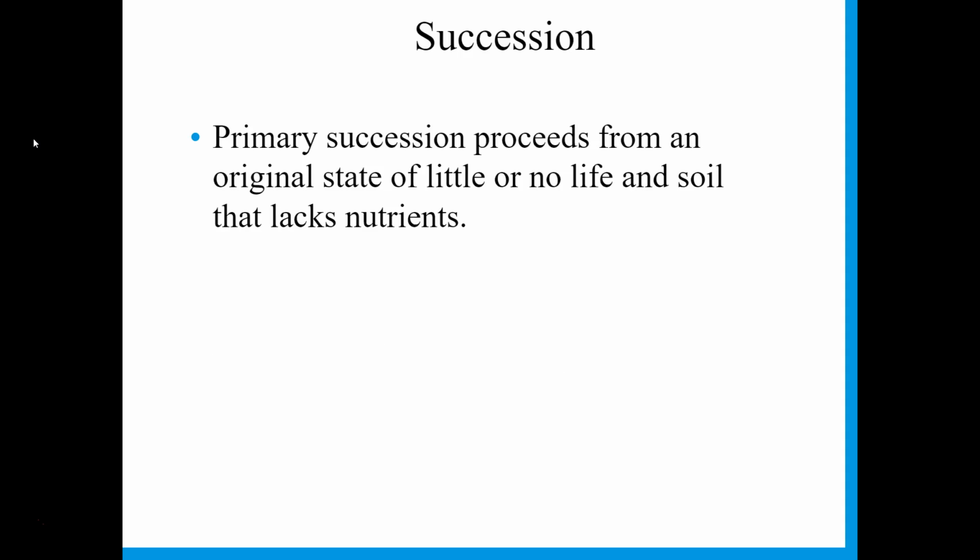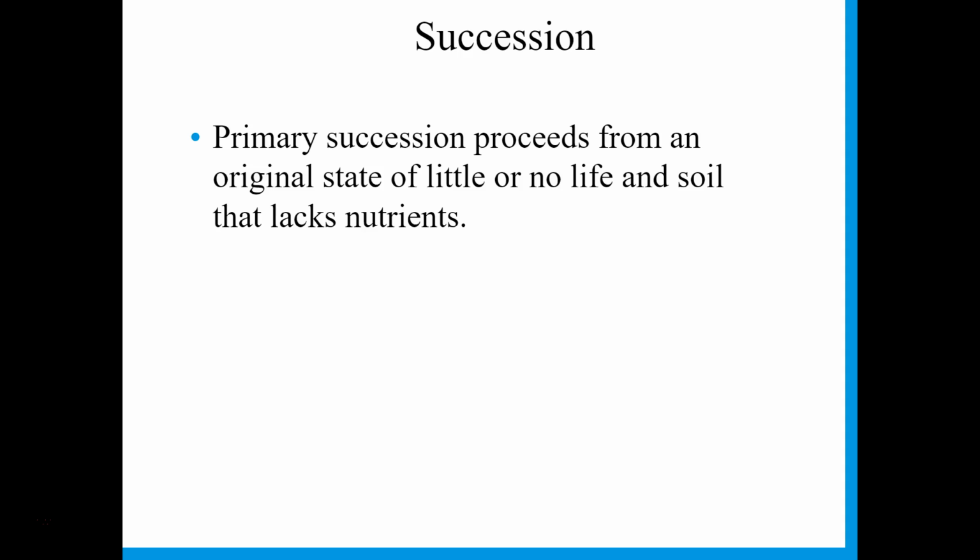So primary succession proceeds from an original state of little or no life in soil that lacks nutrients. So this is going to be something that is absolutely and totally devastated. A pretty classical example of this is Mount St. Helens. I don't know if you guys are familiar with this. It exploded like 40 years ago now or something like that. And during this explosion, everything was destroyed. The only thing that was left over at the end was basically lava that had dried. And so that is an example of primary succession.